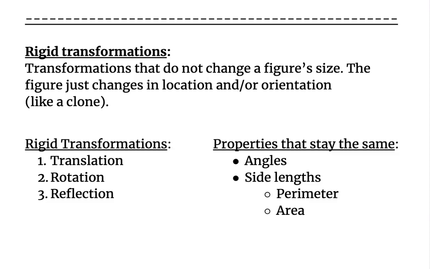So the properties that stay the same are the angles. Angles are going to be the same. Side lengths are going to stay the same, so that's going to force the perimeter and the areas to be the same.